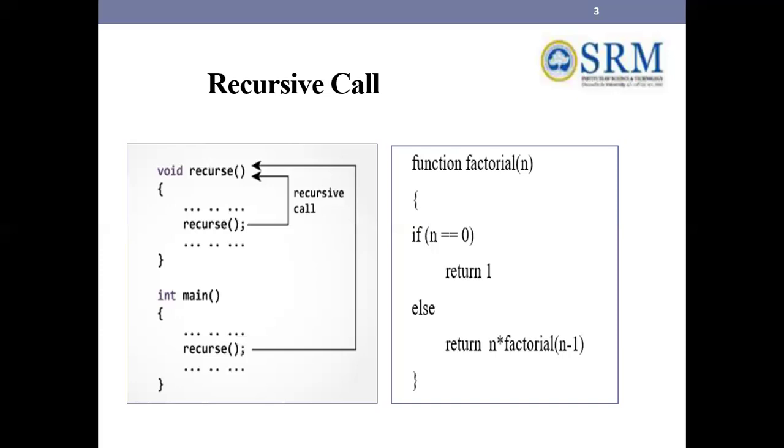For example, the n value is 5. For the first call, the n value is 5. Next call, 5 minus 1, 4, 3, 2, 1. If the n value becomes 0, the base case will be satisfied. The function will be terminated. That is called recursive call.